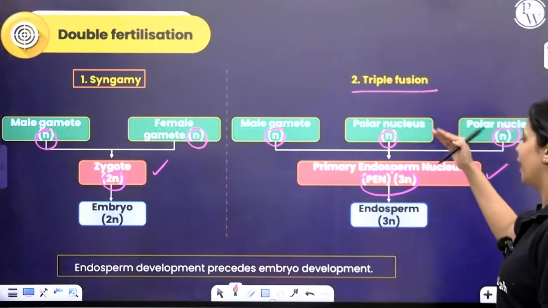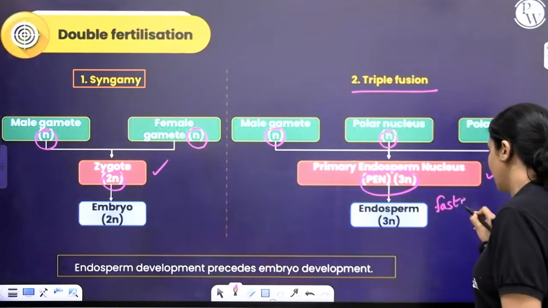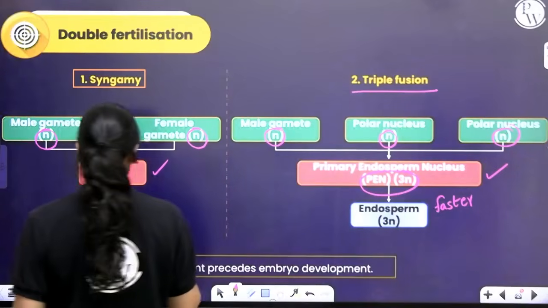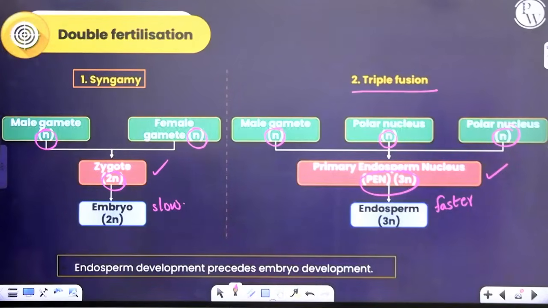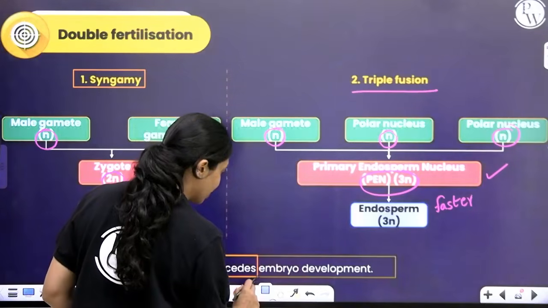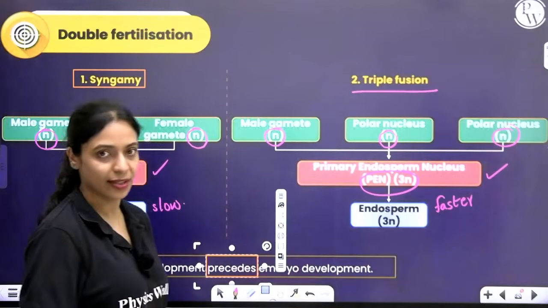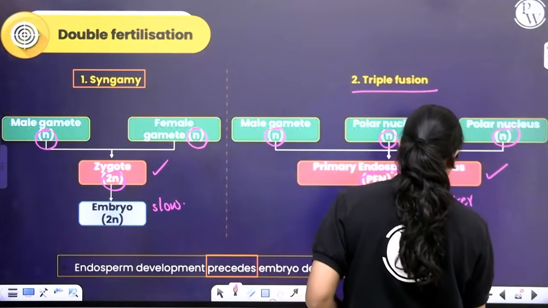But the primary endosperm nucleus develops into the endosperm faster compared to the development of the zygote into the embryo. That is what is given in the NCERT textbook. Endosperm development happens sooner than the embryo development. Why is that so? What is the function of the endosperm here? The endosperm is nutritive.